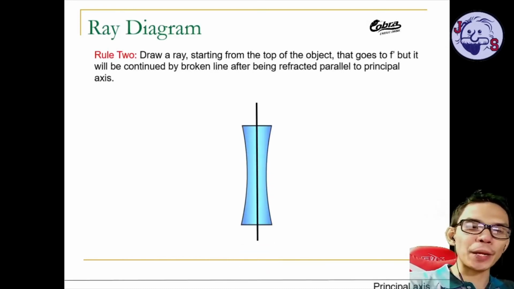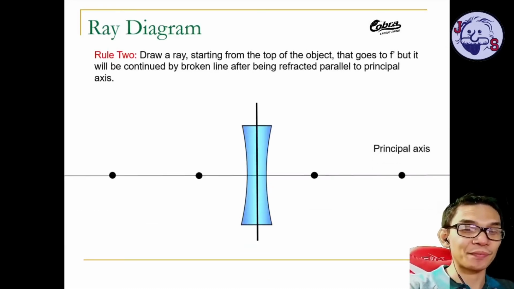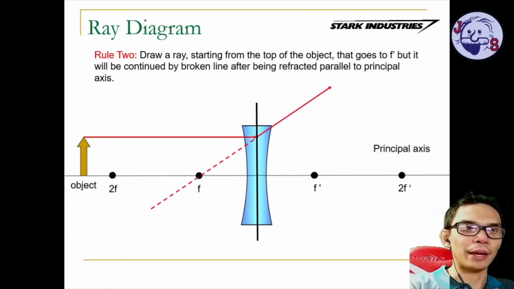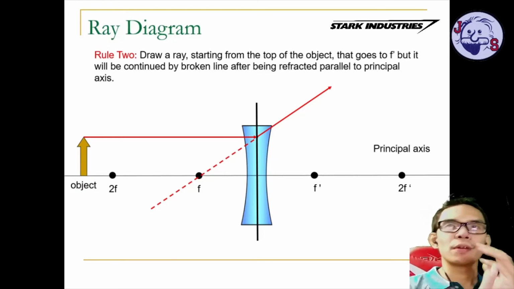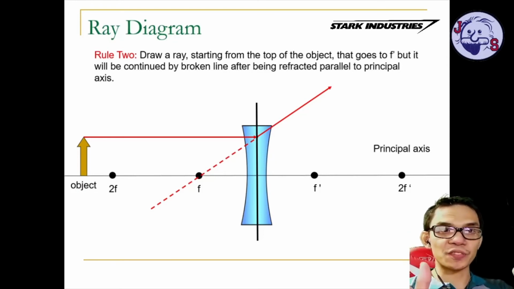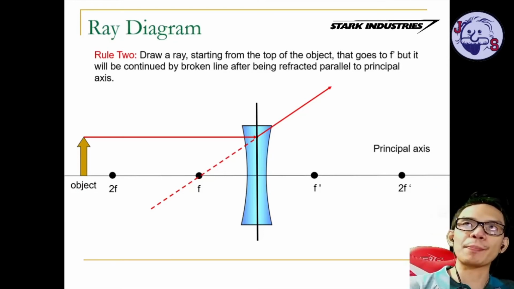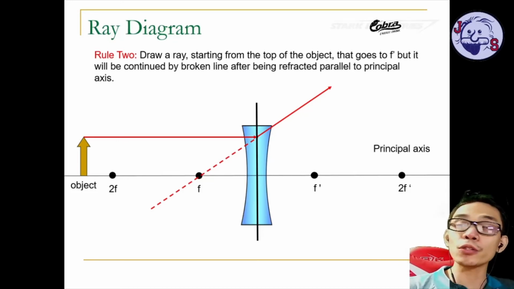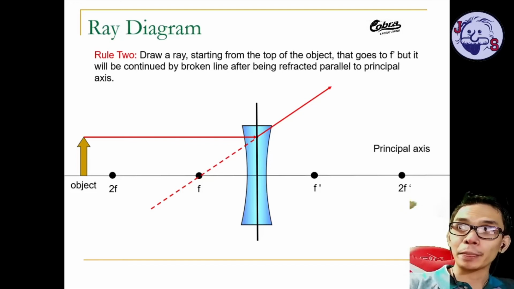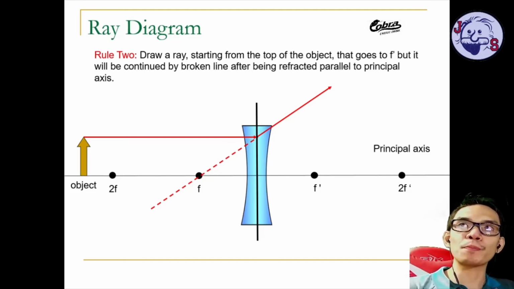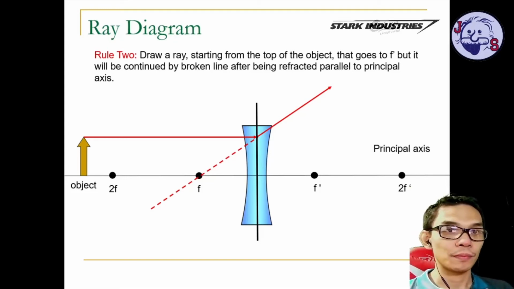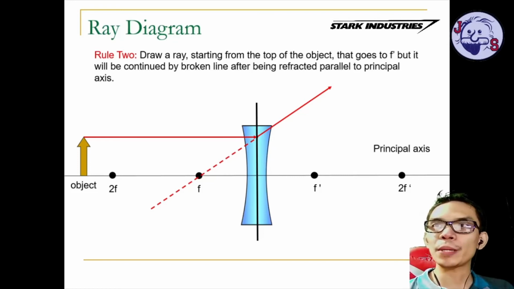After the principal ray, obviously, we have the focal ray. Again, same thing. There you go, and there you have it. So, rule number 2. Again, you can pause this video. Rule number 2, or step number 2: draw a ray starting from the top of the object that goes to F prime, but it will be continued by broken lines after being refracted parallel to the principal axis.